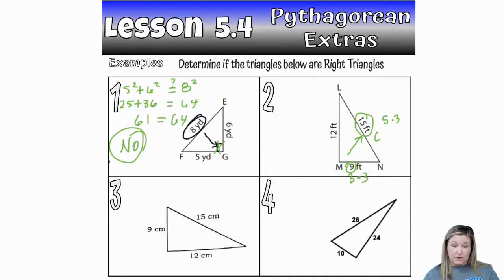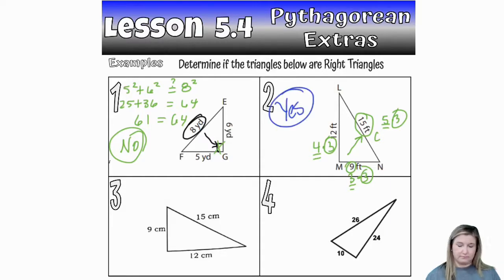And then since I used 3 here, this one has to be 4. This has to be a multiple of 4, and it is, so that's 4 times 3. See how they're all multiplied by the same number, and I have 3, 4, 5. Cheat code. Yes, it's a right triangle. I mean, if you get these memorized, you'll be good.